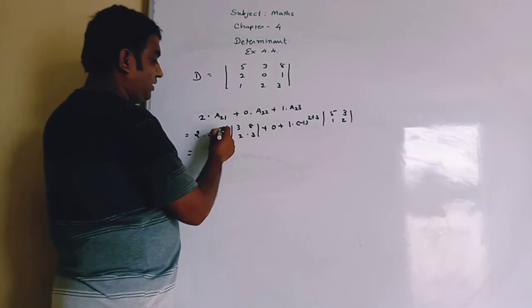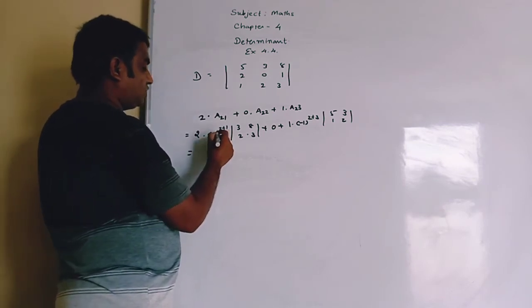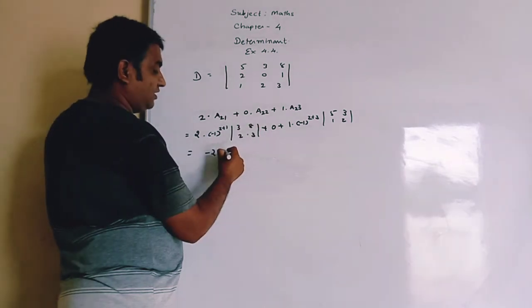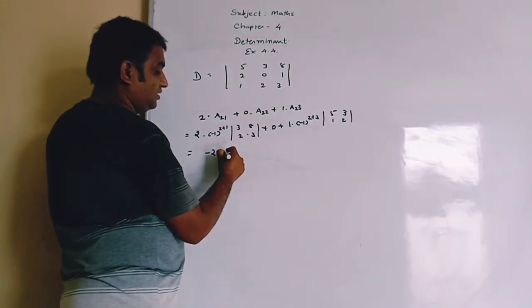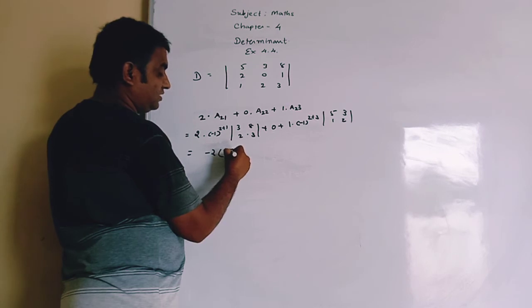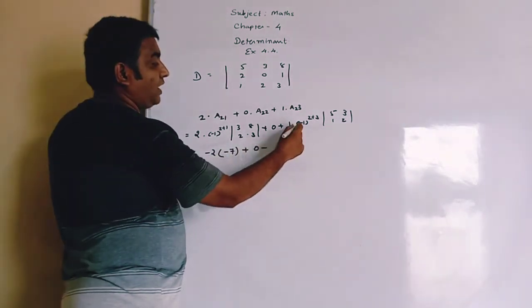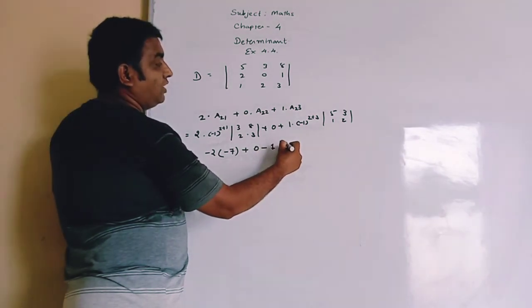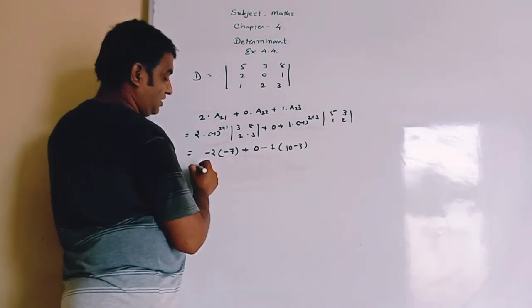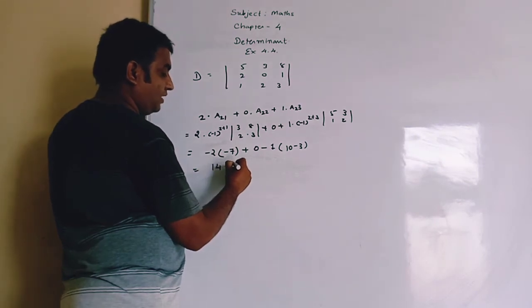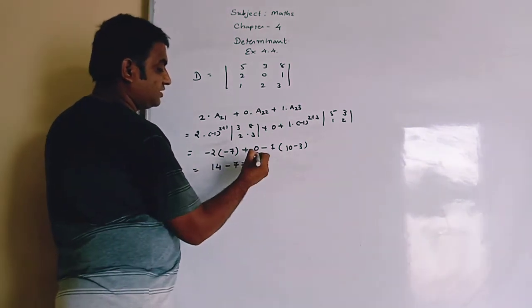So it will be minus 1 raised to 3, minus 2 into 9 minus 16. That is minus 2 into minus 7, plus 0, minus 1 into 10 minus 3. So plus 14 minus 7, it is 7.